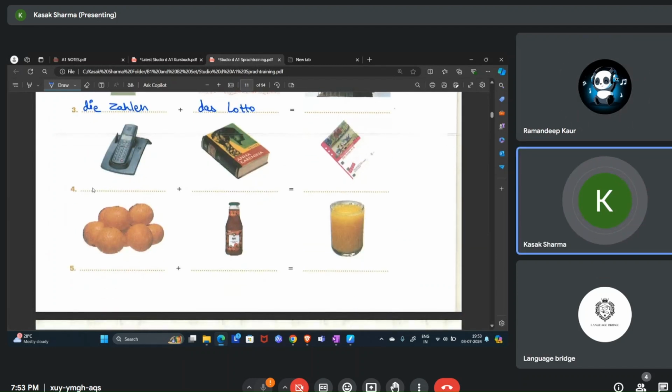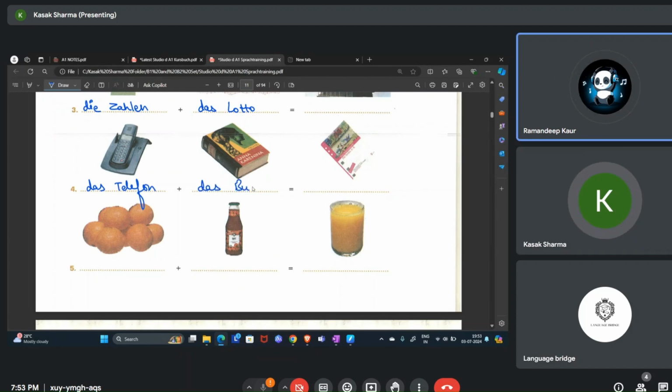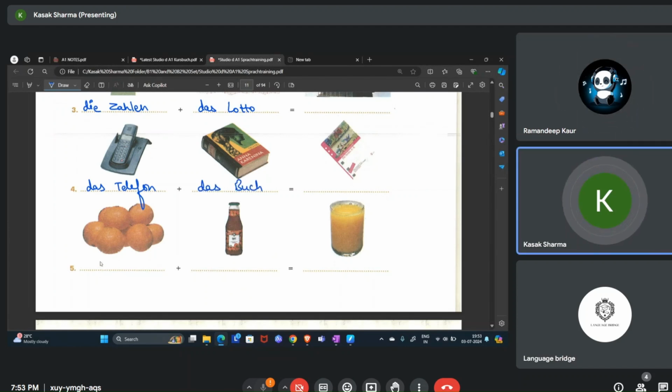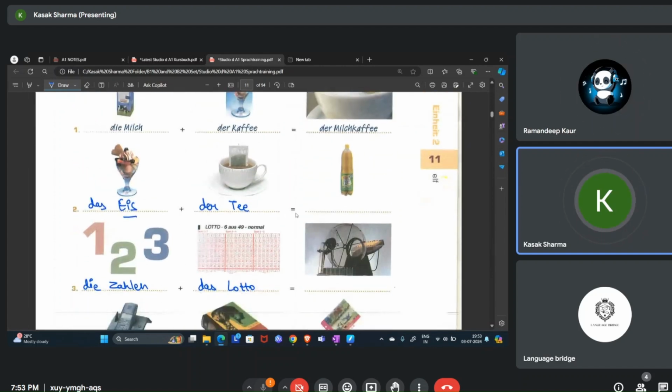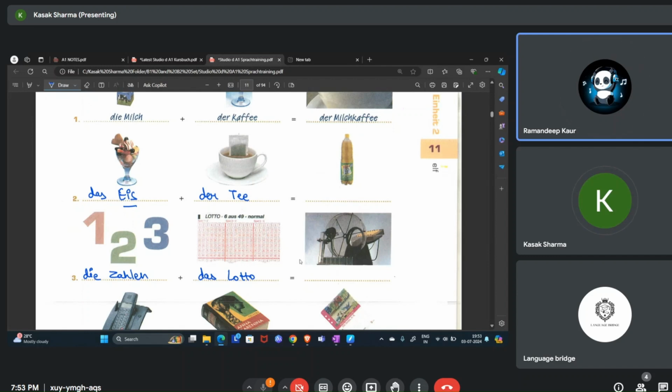Now this is my das Telefon, and this is my das Buch. And this is Orangen, basically in plural, and it is juice, so it's der Saft. Just form the composita of these words.